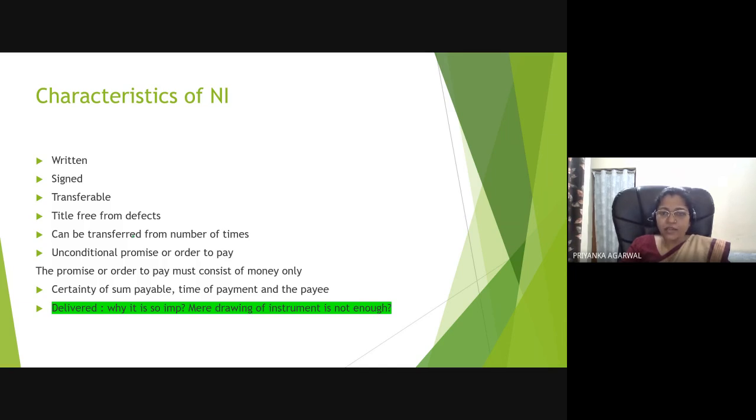Do you think it is valid if Mr. A says that he will make the payment to B only when Mr. X will die? Again, it is a conditional promise to pay. So any kind of condition to pay should not be there in a negotiable instrument.